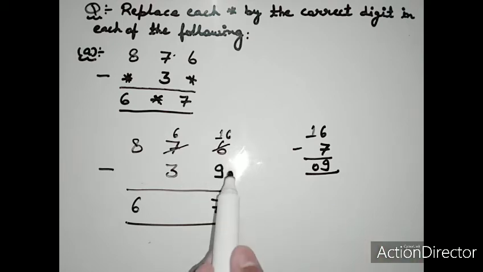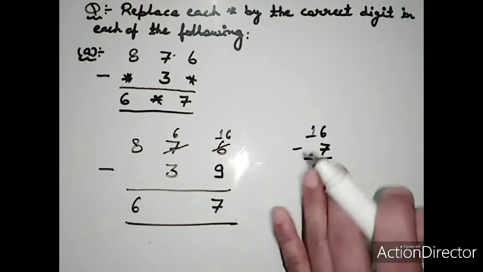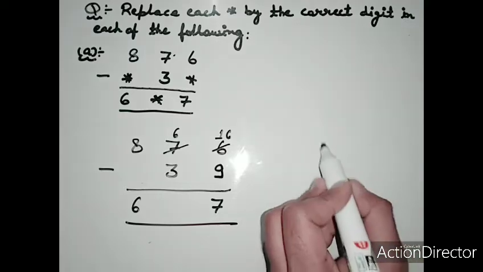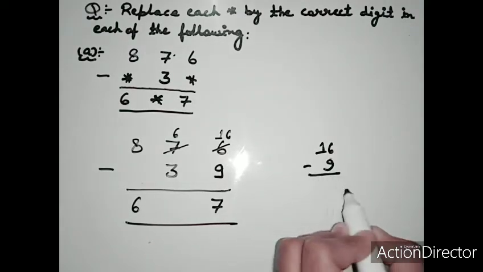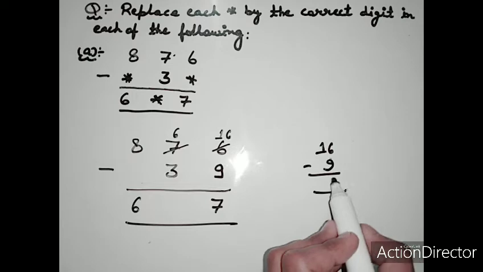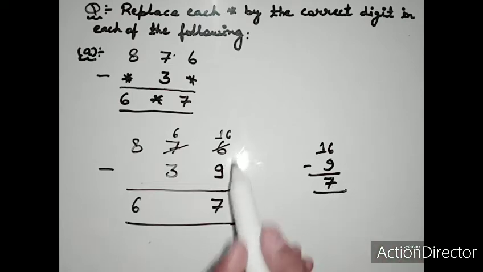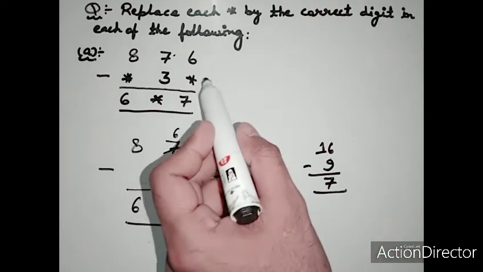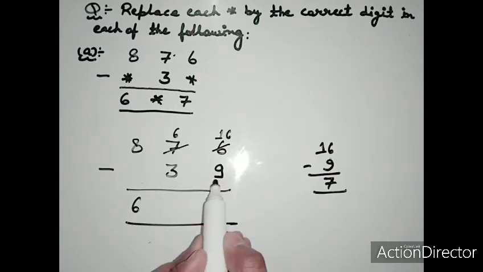When we subtract 16 minus 9, do we get 7 or not? Now subtract 16 minus 9, and when we subtract 16 minus 9 we get the difference 7 here. So here in the place of this star we write 9.